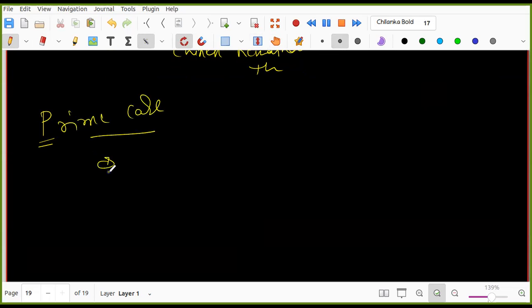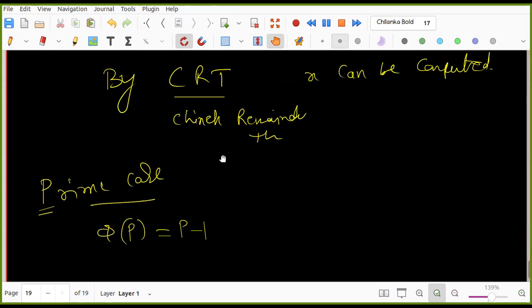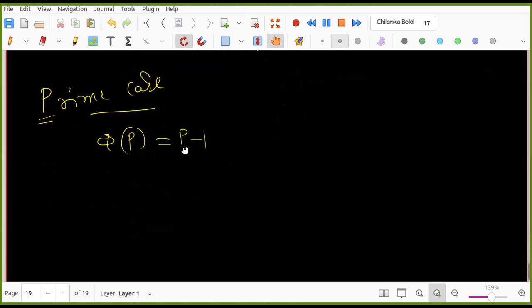So phi of P is equal to P minus 1. Generally, I told for general n, but we'll work for the prime, so now my n becomes P minus 1. We are working in the multiplicative group of Z_P, where the discrete logarithm problem works. That means its order is P minus 1, so n equals P minus 1, which is the product for i equal to 1 to r of pi power ei.